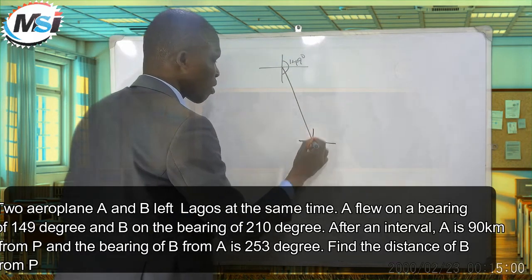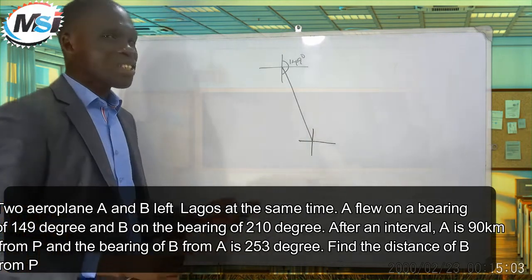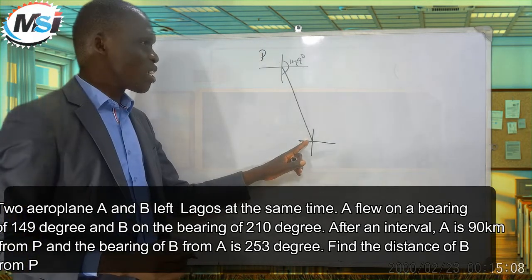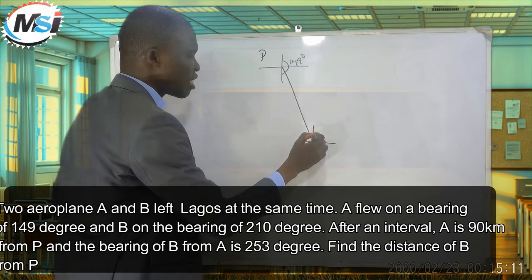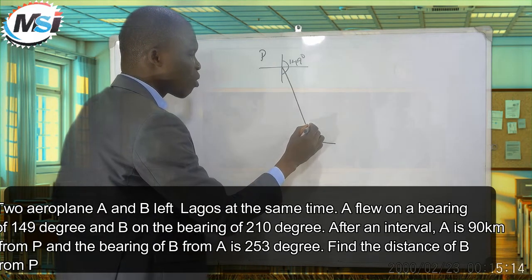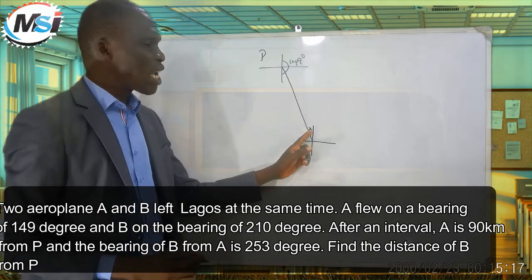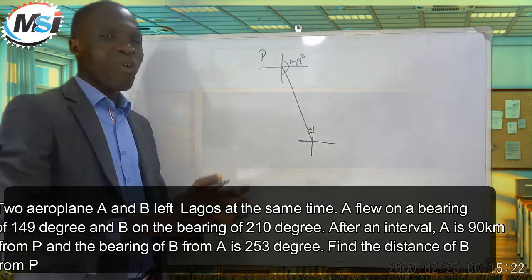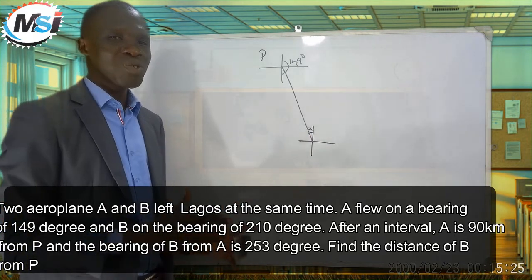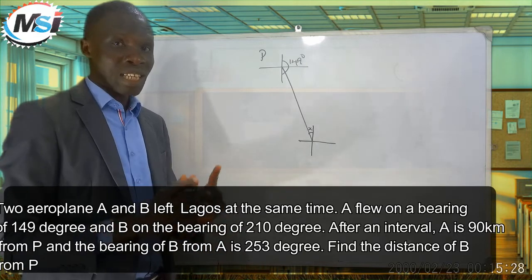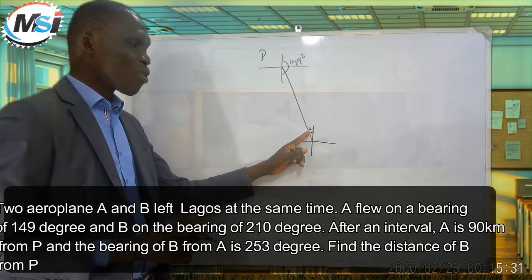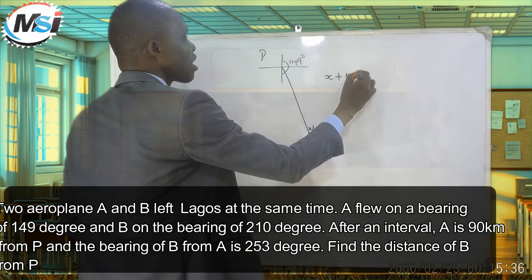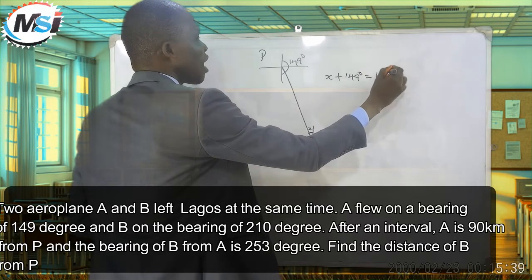We have 4 cardinal points here. There's something I want to show you. This is P. We need to find this angle. Let's call this angle X. Now to find this angle, you need to apply what we call angle on a straight line. And the sum of angles on a straight line is what? It is 180 degrees. So to solve for X, you just say X plus 149 degrees equals 180 degrees.